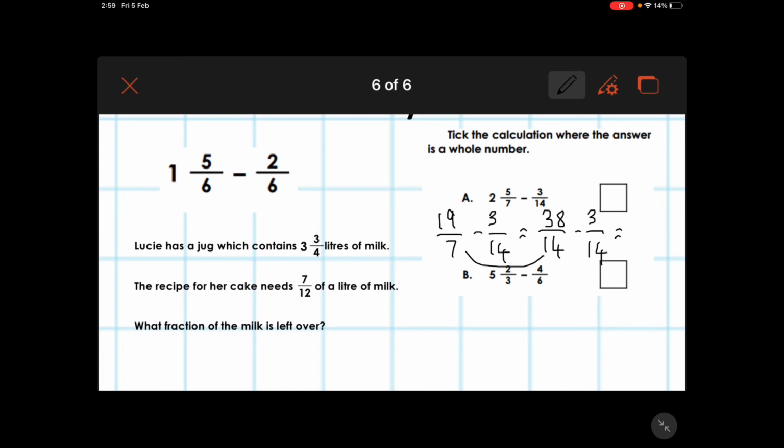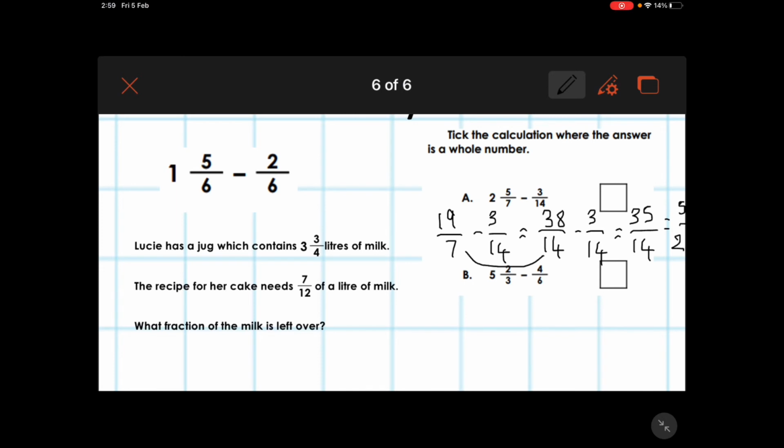38 subtract 3, that is 35. And 14 is the denominator. Now 35 and 14 are both multiples of 7, so I can divide both by 7. 7 into 35 is 5, and 7 into 14 is 2. 5 halves. Okay, now I'm going to leave the answer to that one there for a moment, and I'm going to have a look at B.